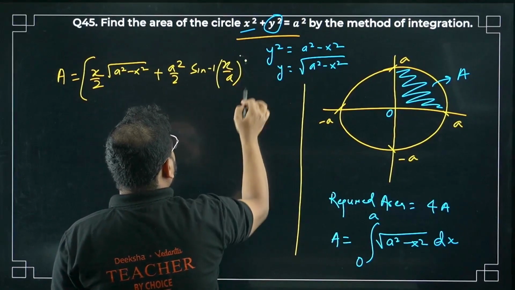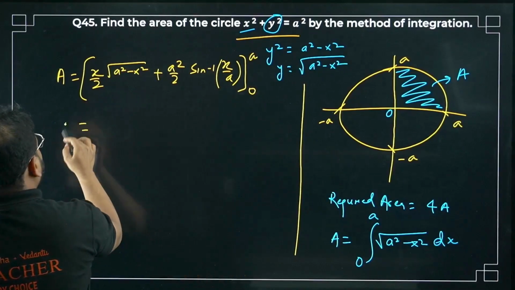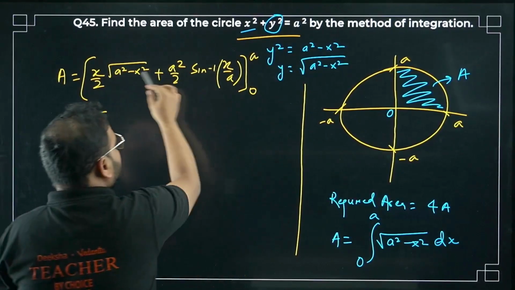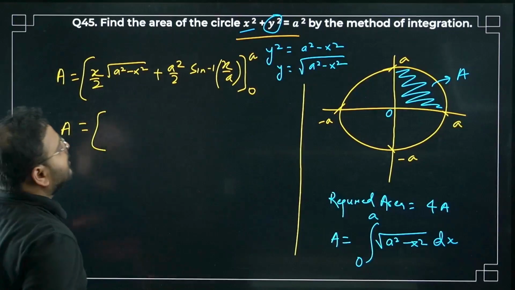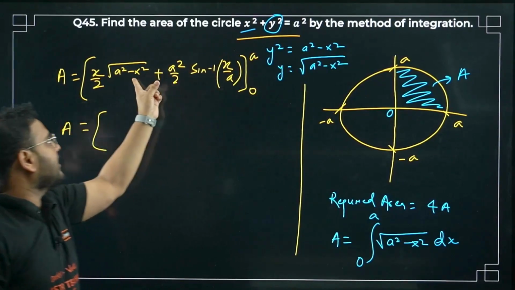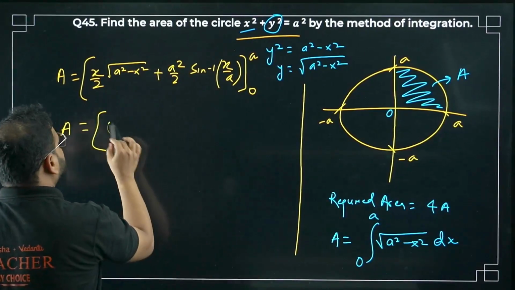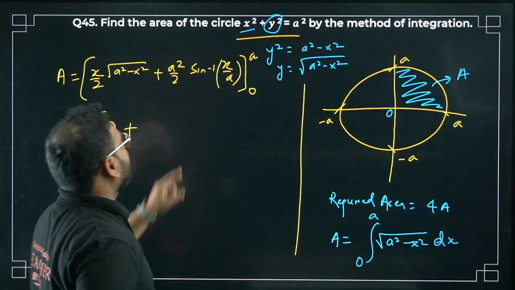Now let's try the limits, from 0 to a. Now if I put the value for the upper limit in the first part of this function, it will become 0, right? You put here x as a, over here it will become a square minus a square. How much is that? 0, sir. Alright, plus sign is there. What about this going to be?